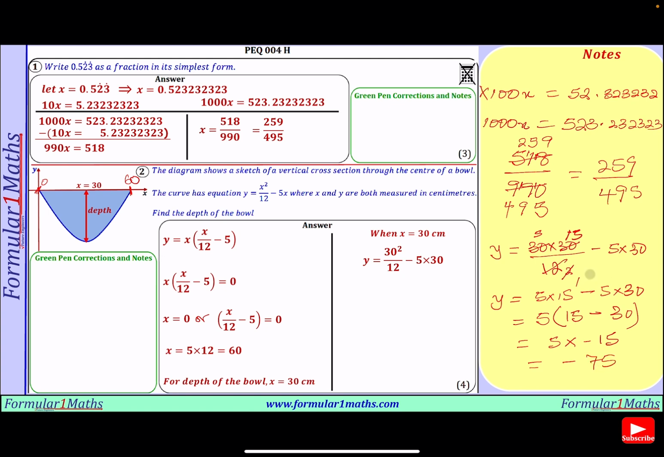And the negative sign means that it's in the opposite direction here. So going up is positive, coming down is negative. So the depth is the same as this length here, minus 75, but the negative sign just tells us the direction. And so our depth is 75 centimeters.